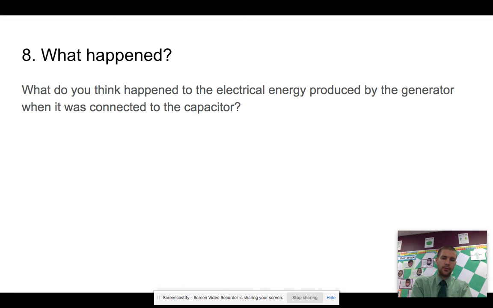So what do you think happened to the electrical energy produced by the generator when it was connected to the capacitor? And so that goes back to our definition of capacitor. Make sure that you read the introduction in your book, and that will give you clues as to how to answer this question in addition to what you watched.